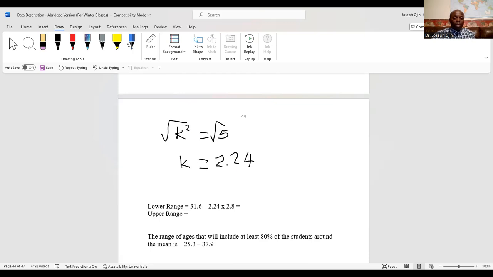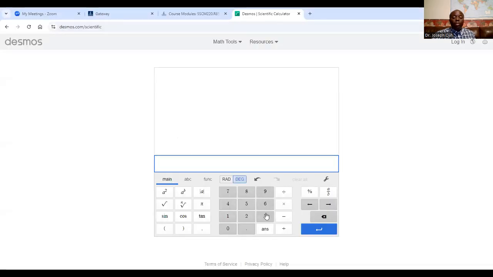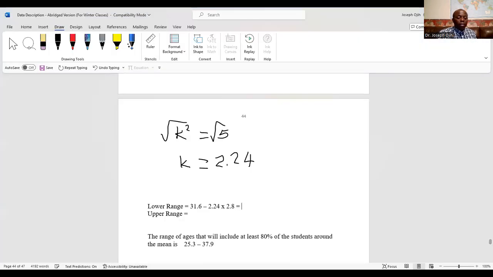We go to our calculator and put it in. We got 31.6 minus 2.24 times the standard deviation of 2.8, which gives us 25.32, basically 25.3. So I'm going to put 25.3 on this side.